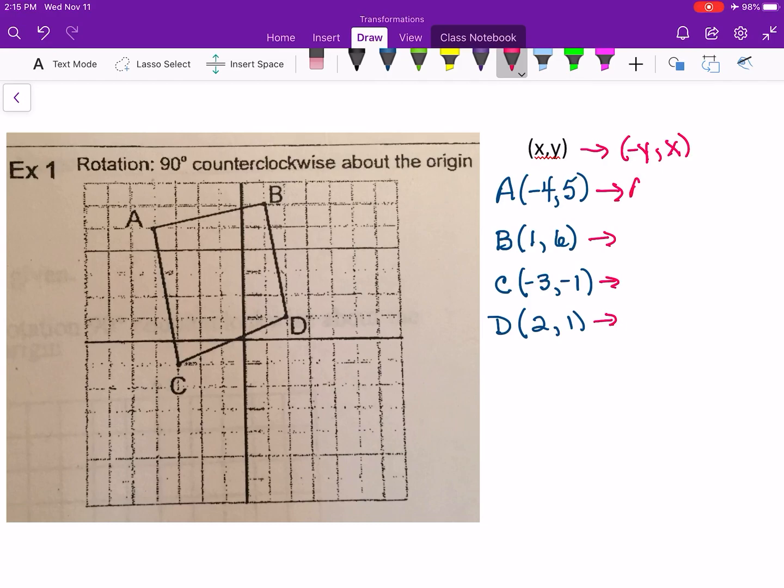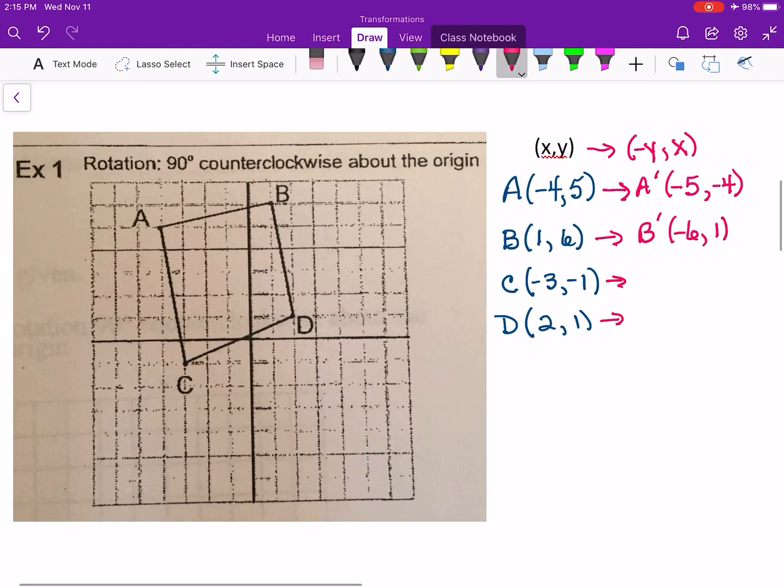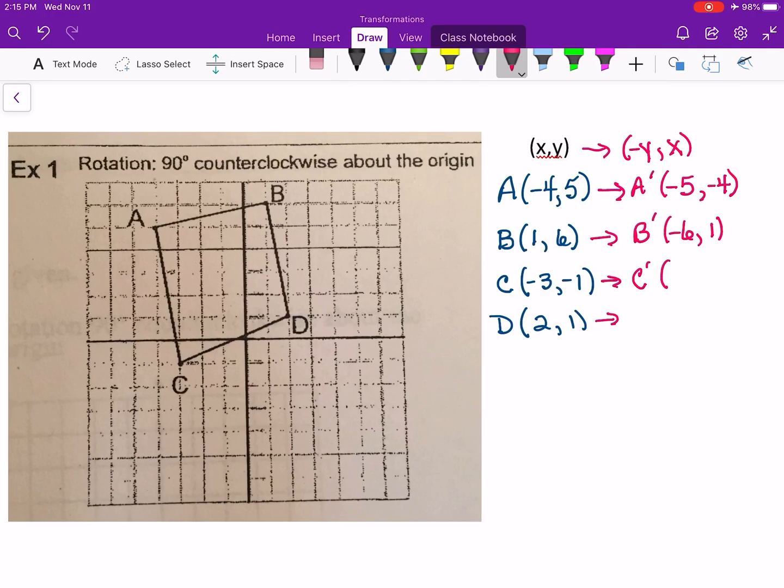So for A prime, first it's the opposite of whatever y is, so negative 5, and write down the old x, negative 4. For B prime, it's the opposite of whatever y was in the original point, so negative 6, and write down our x, 1. For C prime, it's the opposite of the original y. Opposite of negative 1 is positive 1. Write down the x. And for D prime, the opposite of the original y, negative 1. Write down the old x. Those are our 4 points that we're going to graph.